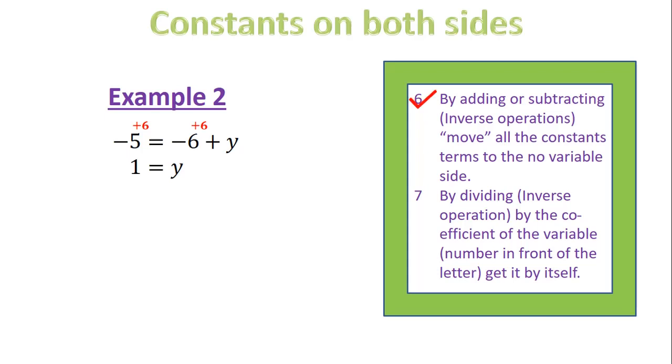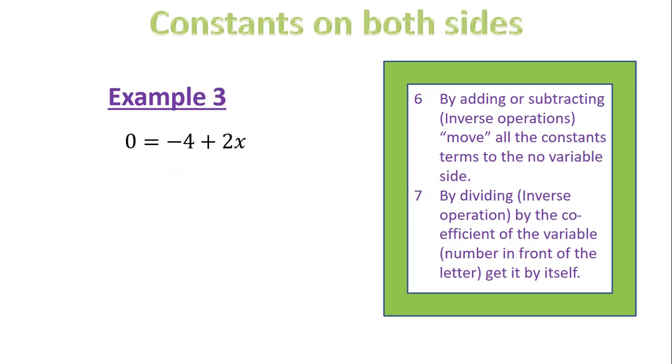So, step 6 done. Step 7, by dividing, which is an inverse operation, by the coefficient of the variable, the number in front of the letter, get it by itself. Well, if we look at y, it already is by itself. There's no number in front. And so our final answer for example 2 is 1 equals y, or y equals 1. Step 7 done.